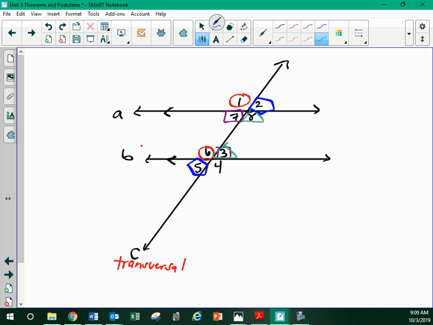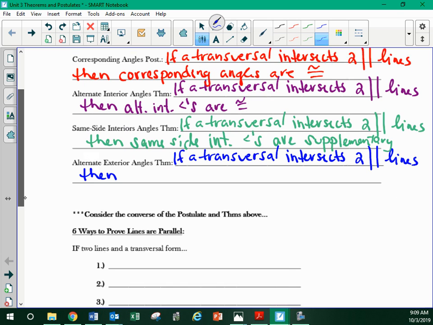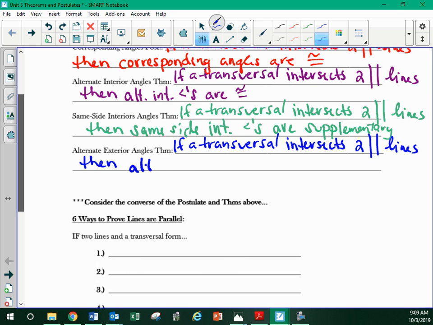Congruent as well. Good. And once again, we can go through a series of, let's see, 3 and 5. What do we know about 3 and 5? The vertical angles. The vertical angles theorem tells us these are congruent. And then, once again, corresponding angles postulate would tell me that 2 and 3 are congruent. Do some transitive property there. We have 2 and 5 are congruent. Alright, so if a transversal intersects two parallel lines, then alternate exterior angles are congruent.